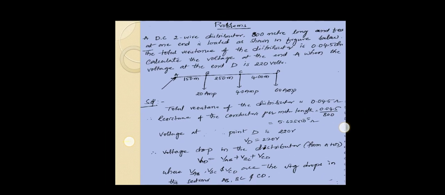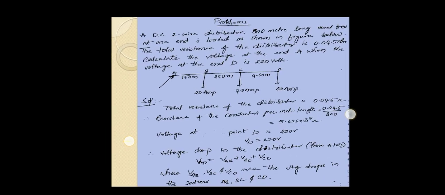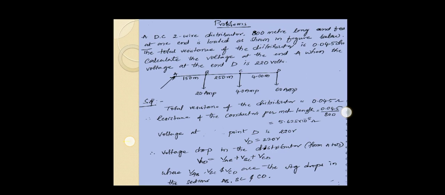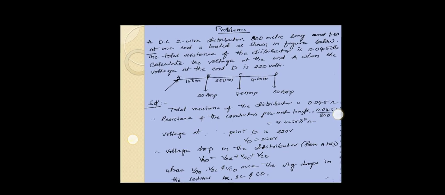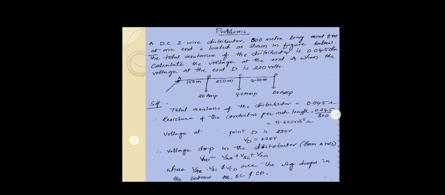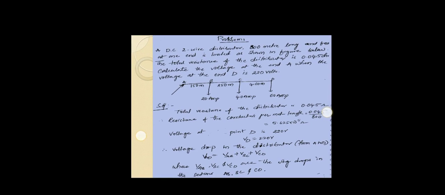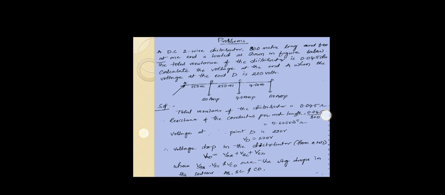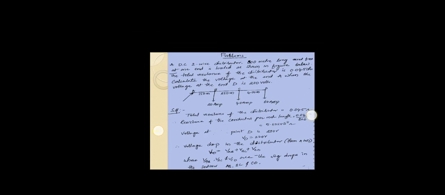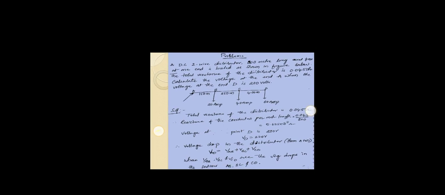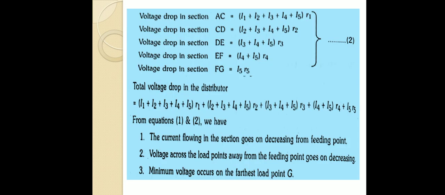Next, the voltage drop in the distributor VAD is equal to VAB plus VBC plus VCD. That means the voltage drop in the distributor from A to D, VAD, equals VAB plus VBC plus VCD, where VAB, VBC and VCD are the voltage drops in the sections AB, BC and CD.